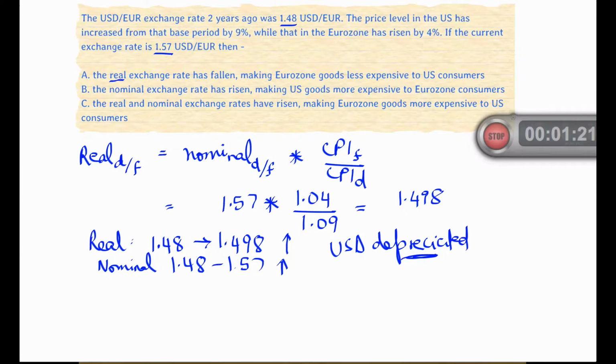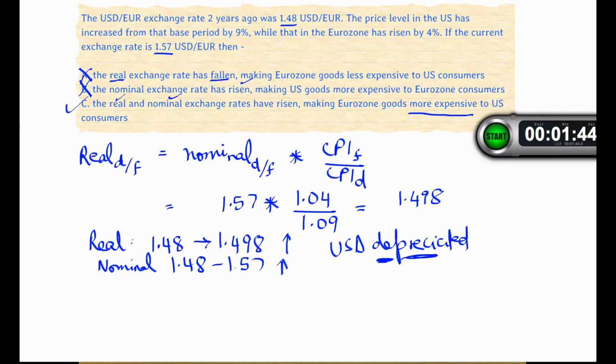The second option is partially correct. It states that the nominal exchange rate has risen, which is true, but it's incorrect when it states that this makes US goods more expensive. That would make C the correct answer, but let's check to make sure all its parts are in order. Real and nominal have risen, true, and because the US dollar has depreciated, it has made Eurozone goods more expensive to US consumers. So C is in fact the correct answer.